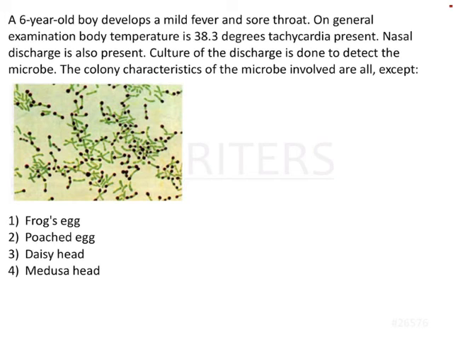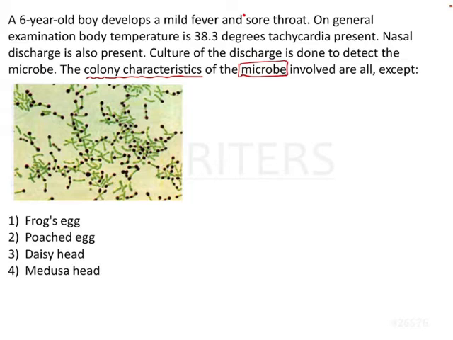So let's read the last statement first. The colony characteristics of the microbe involved are except. So basically you'll have to identify the microbe and you should have the knowledge of the colony characteristics of that particular microbe, and then you have to find out the exception. So let's start with the question here.